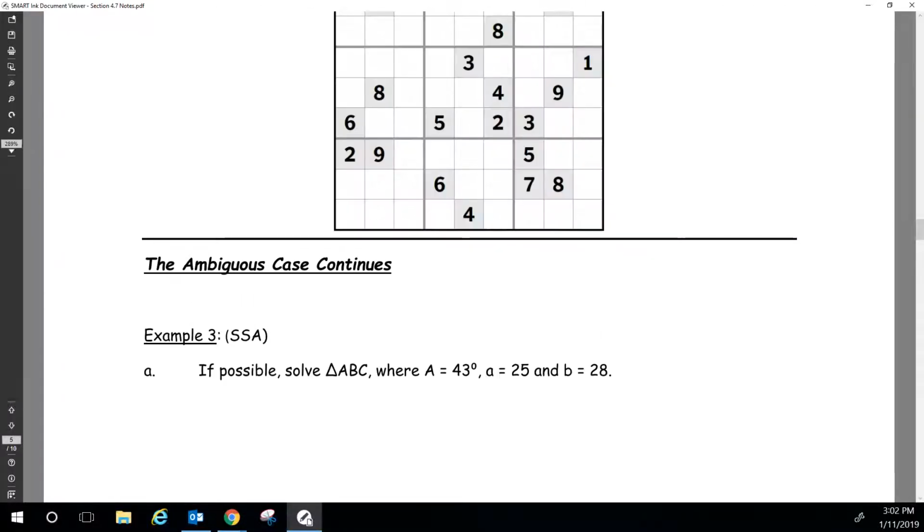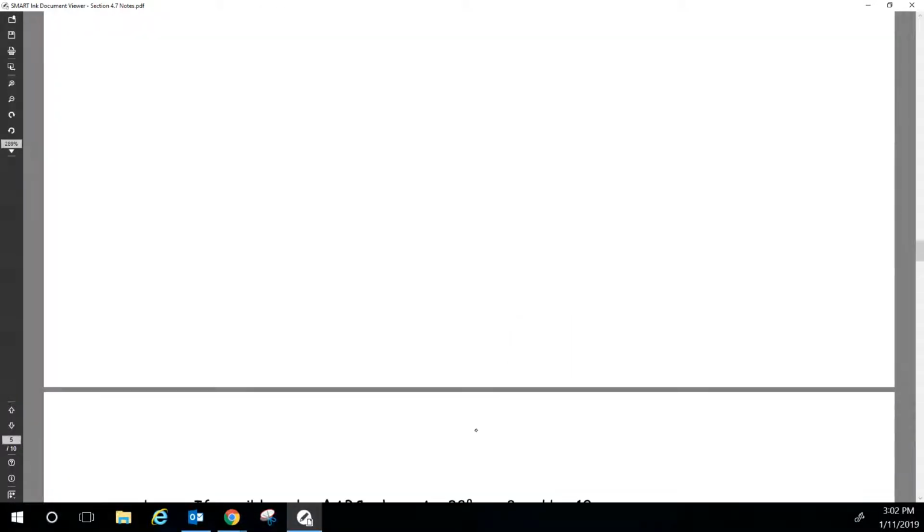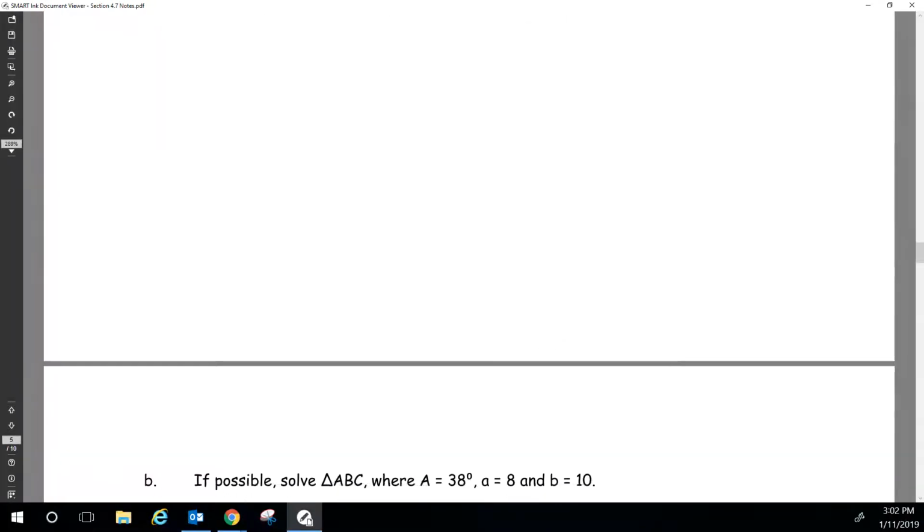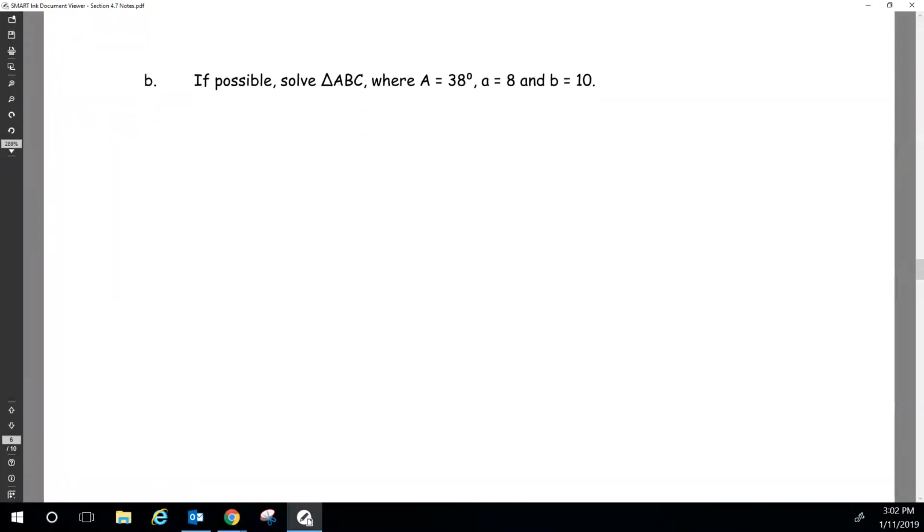Guys, welcome back. This is day 2 of section 4.7. We're on example 3, the ambiguous case, side-side angle, and we're on letter B. So for these, we have an angle and two sides. We're going to ask ourselves, is A acute or obtuse?